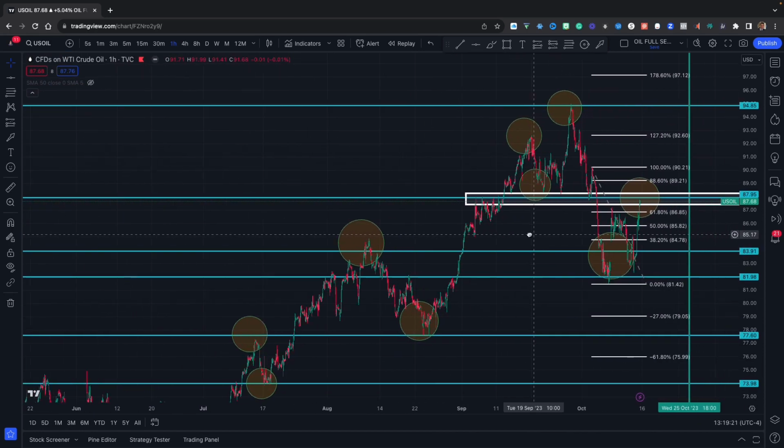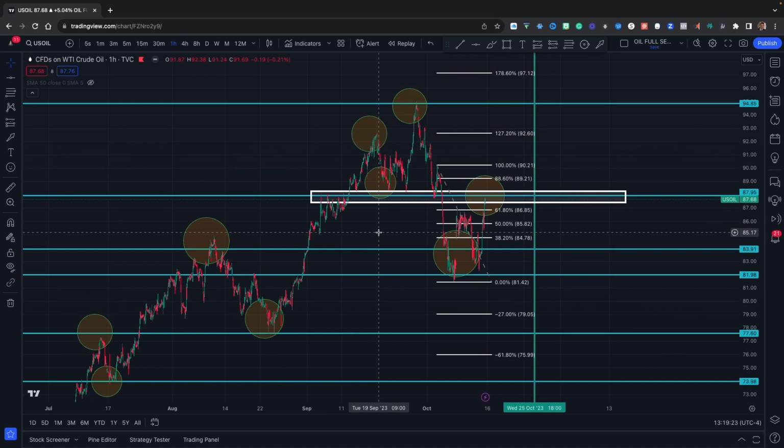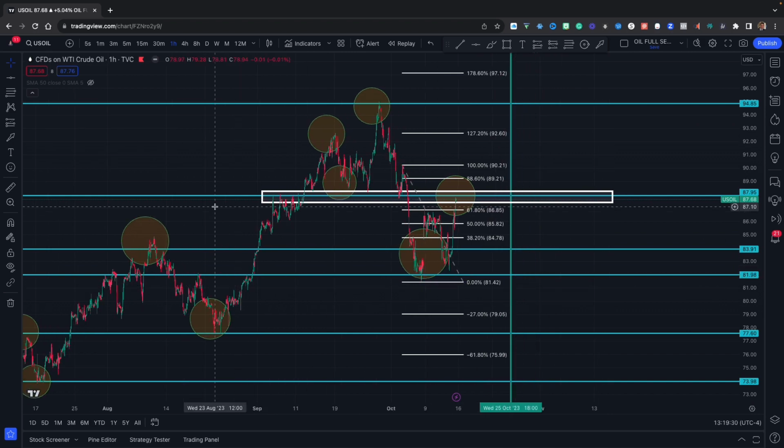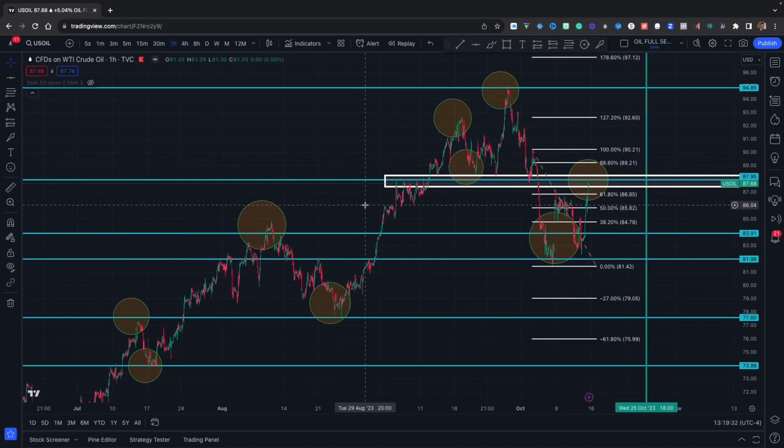And we move this chart over, right? Can you see the structure that is happening? Can you see where these zones have rejected?